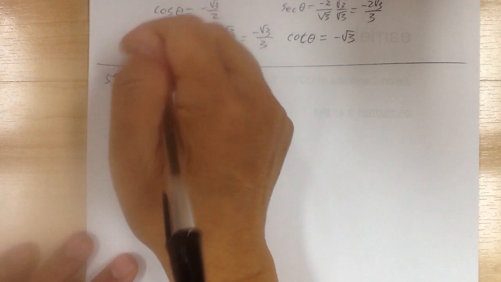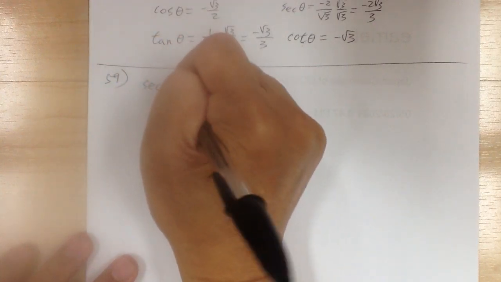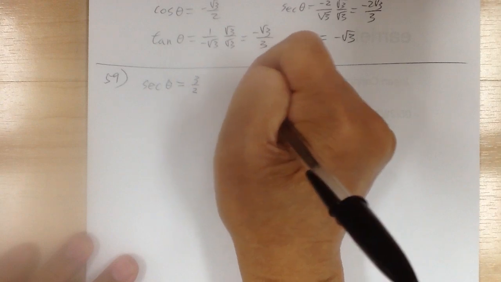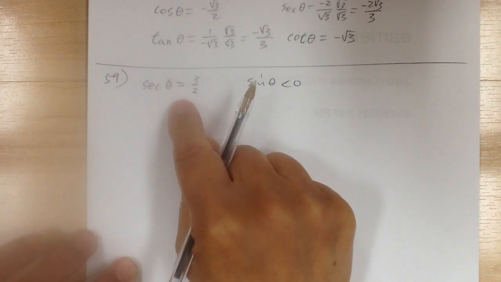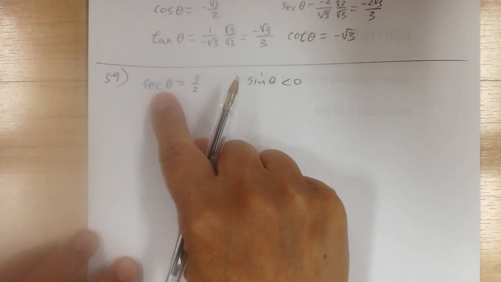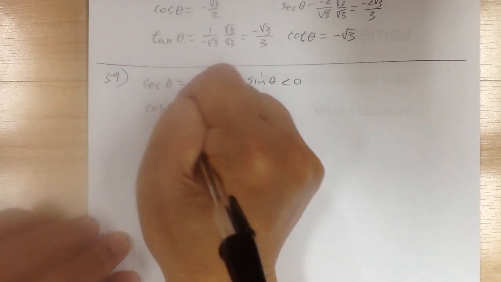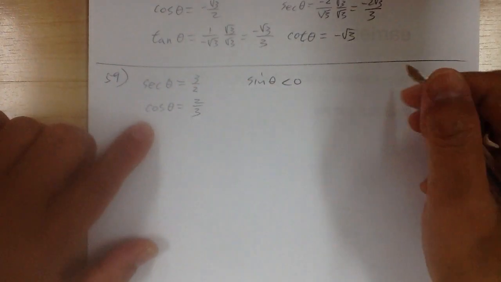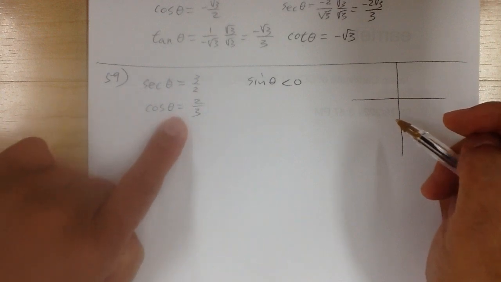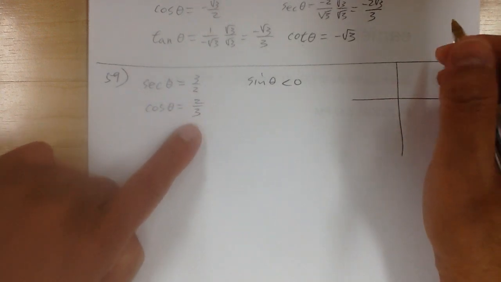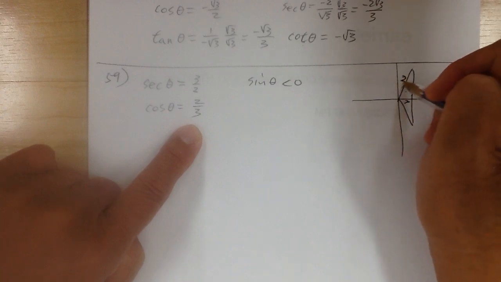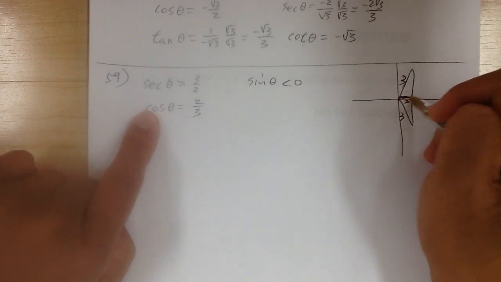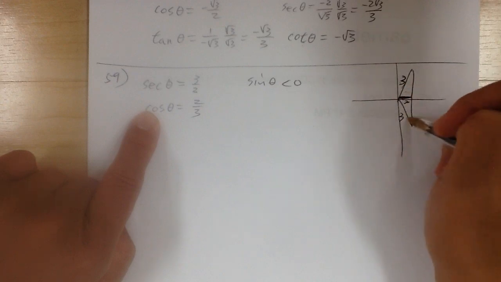Okay, number 59. You have secant theta equal to 3/2, and sine theta is less than 0. So from here, I'm going to flip this over. Secant came from cosine, so when you flip it over, cosine theta will equal 2/3. Again, let's get our triangle. Cosine is positive, and it's 2/3, so it's going to be like this. Also get one down here. Cosine is horizontal here, so 2/3, 2/3. So you get 2 possibilities.